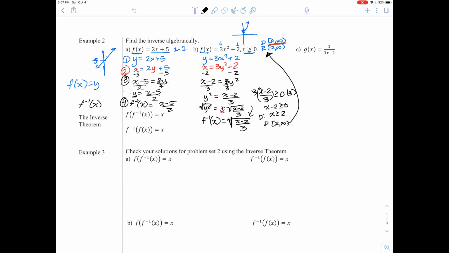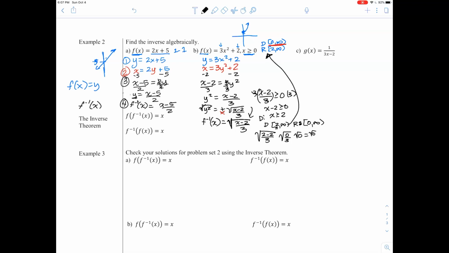And if we were to plug in a 2 under our square root, just as a check here, 2 minus 2 for our x, because that's our very first x, over 3, we get the square root of 0 over 3, or the square root of 0, which is 0. So that means that our range would start at 0, because 0 is the very smallest number we can get from the square root. Our range would be 0 to infinity. And so there you go. That would be our inverse function there.